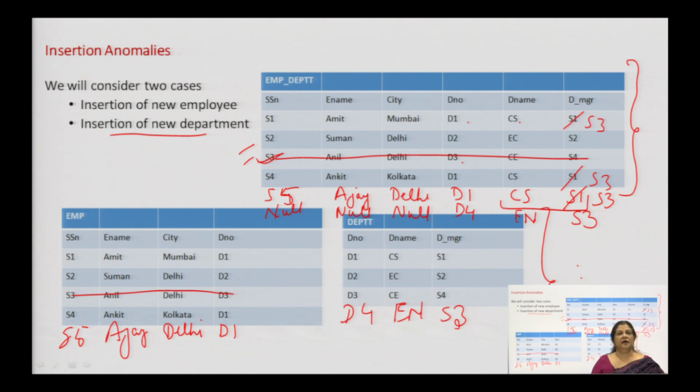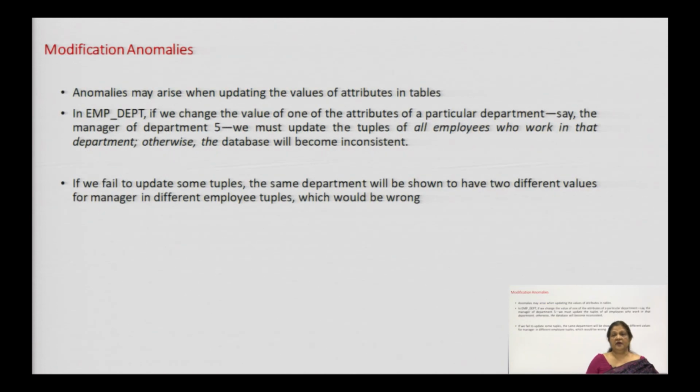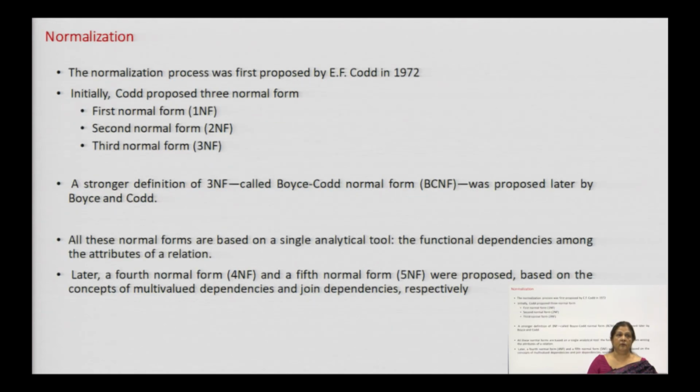So, again at the time of modifications we have to change the data at more than one place, and that can again cause some errors and the data can be in an inconsistent state. Whereas, in this case if I want to change the manager, I simply have to do it at one place. So, whenever we design a database, we have to reduce the insertion, modification and the deletion anomalies.